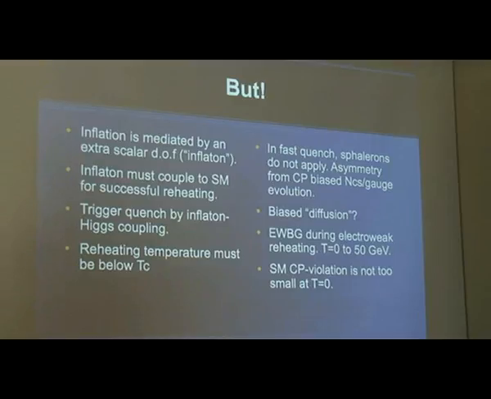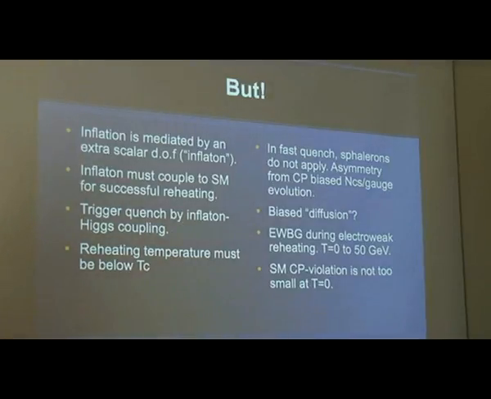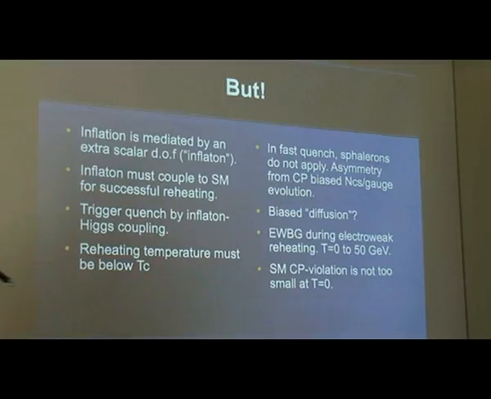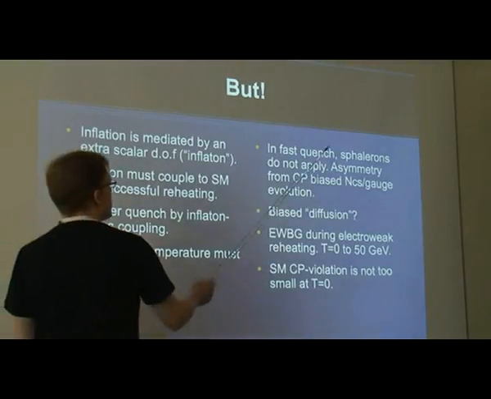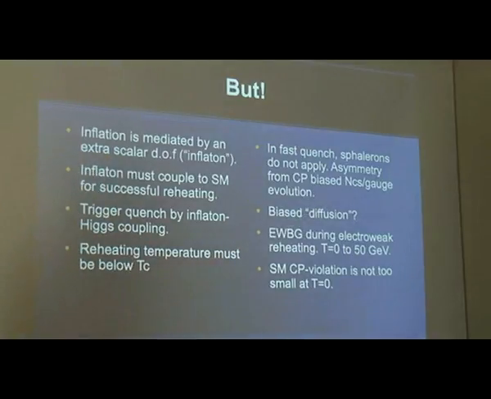Okay, so then the statement is that if you're in a fast quench, you're not in equilibrium. And so the transitions that change Chern-Simons number need not necessarily be associated with the sphaleron configuration. It's more complicated than that. What instead turns out to be the case is that there is an asymmetry, but it comes from the gauge field evolution, which is CP biased, and not in terms of sphalerons necessarily.